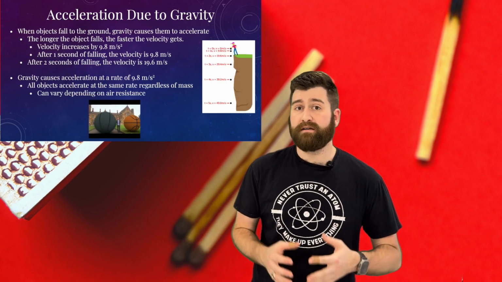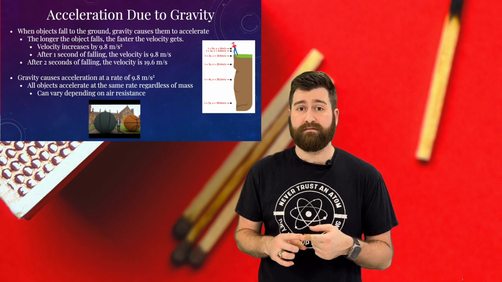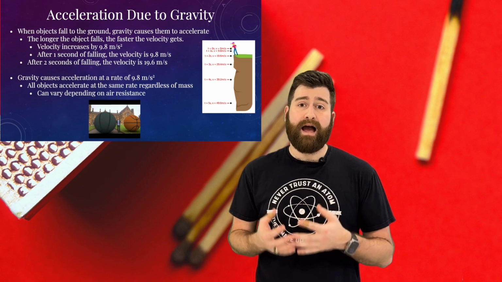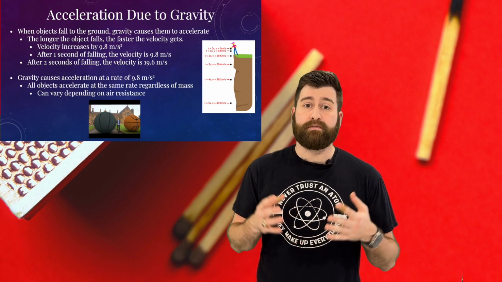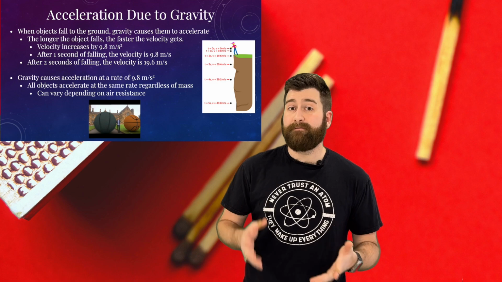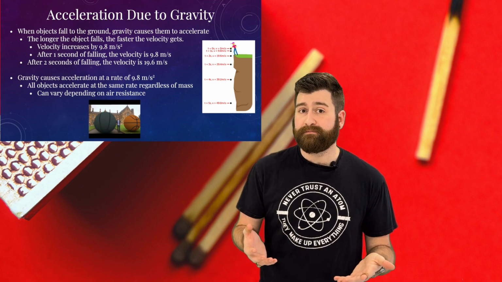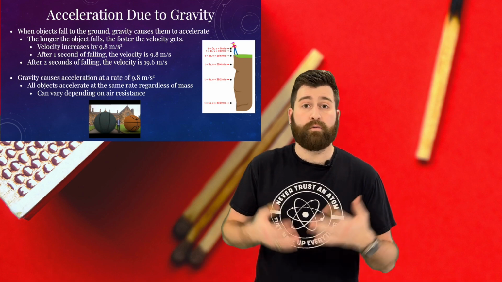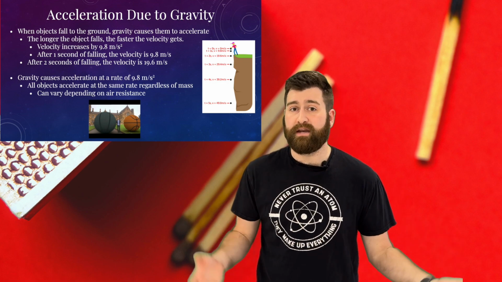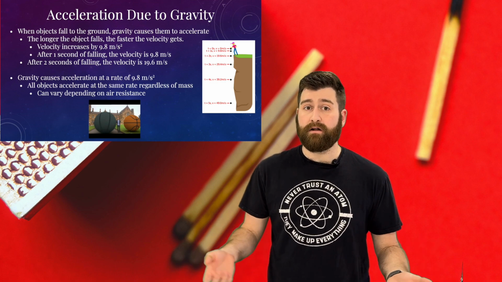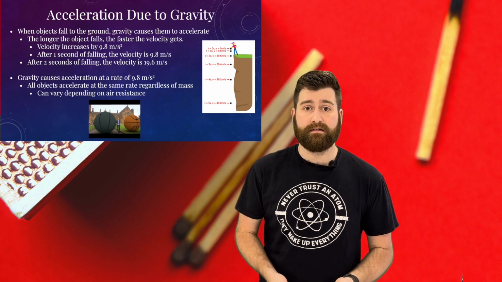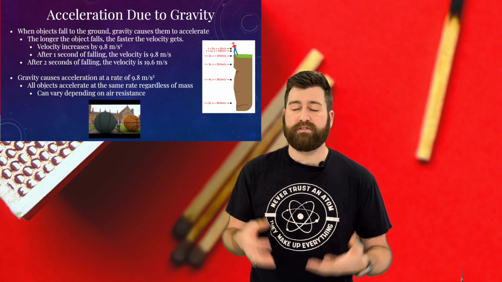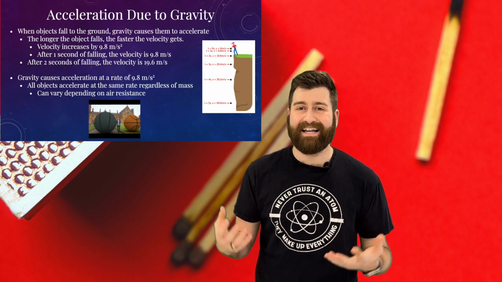Now, moving away from laws and theories, let's look at acceleration due to gravity, as well as projectile and orbital motions. So, when objects fall to the ground, gravity causes them to accelerate. The longer the object falls, the faster the velocity gets. And this velocity increases by 9.8 meters per second squared. After 1 second of falling, the velocity would be 9.8 meters per second. After 2 seconds of falling, the velocity is 19.6 meters per second. And gravity causes this acceleration at a rate of 9.8 meters per second squared. And I say it again because it's a constant.